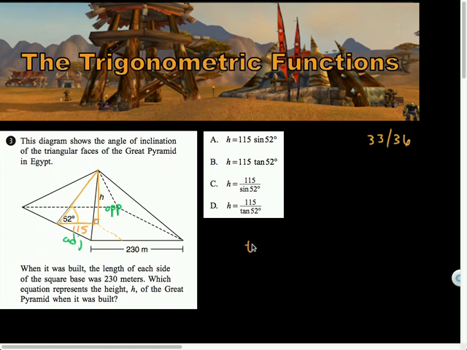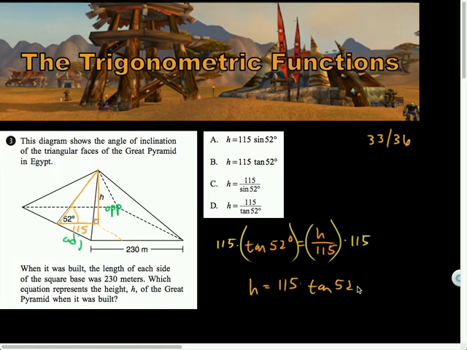So let me write down what equation we would get. We would say that tangent of 52 degrees is equal to h over 115, right? Opposite over adjacent. So if I wanted to solve this equation for h, which all of these are, I could actually multiply both sides by 115, and I would reveal our answer being B for this problem, like so.